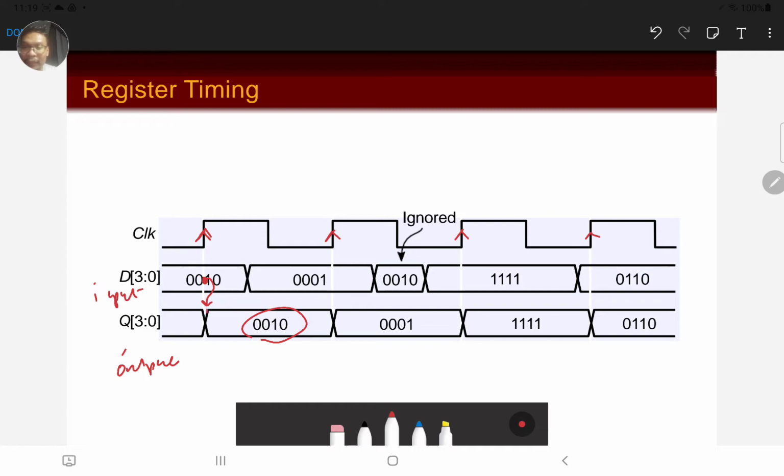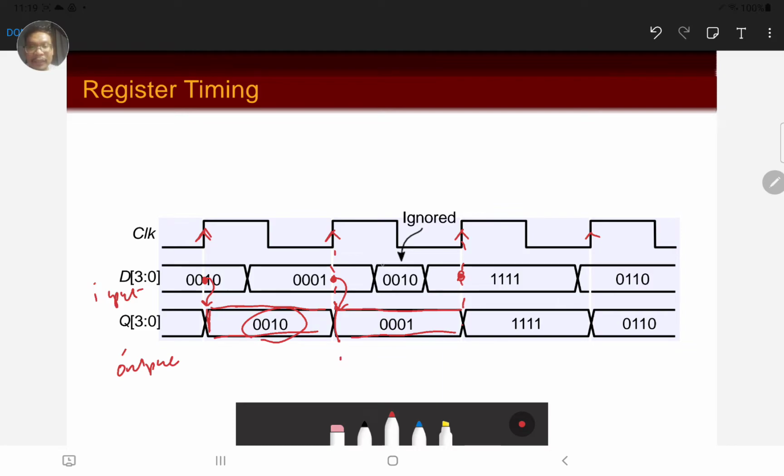And it's going to maintain the value all the way until it sees the next positive edge of the clock, which is here. At the next positive edge of the clock, we have 0001, and therefore the output now becomes 0001. And it's going to maintain that all the way until it sees the next positive edge of the clock.